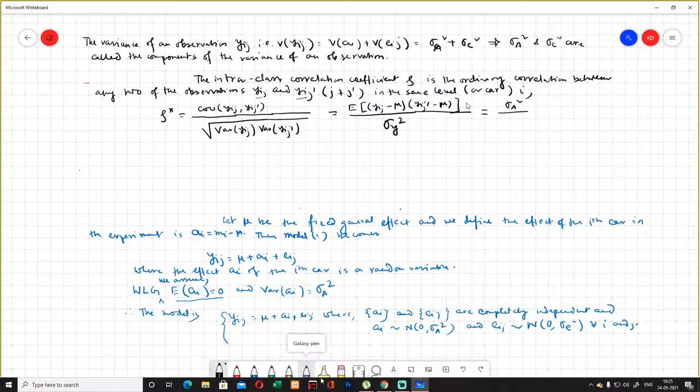And this is equal to sigma a square. You can check this, that covariance between Yij and Yij dash is equal to sigma a square. So please check, this is your homework. So this is equal to sigma a square by sigma y square, where sigma y square is nothing but sigma a square plus sigma e square. So rho star equals sigma a square by sigma a square plus sigma e square.